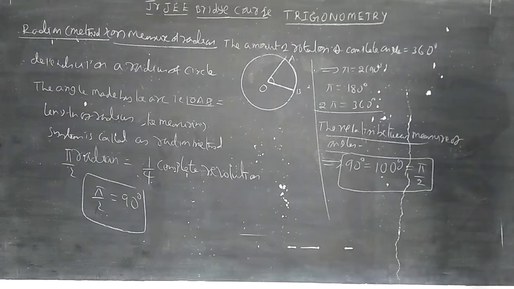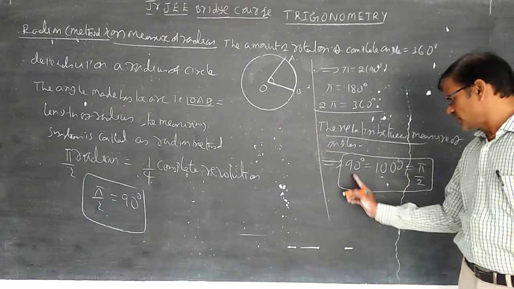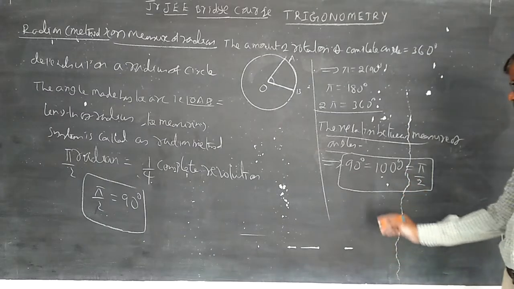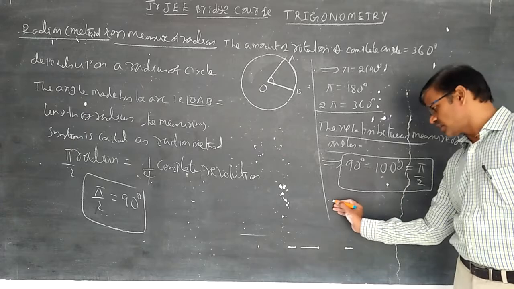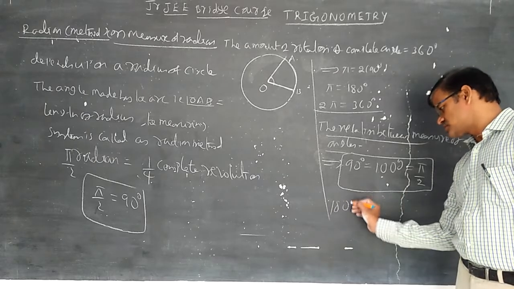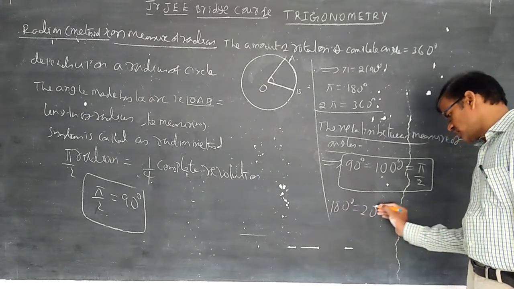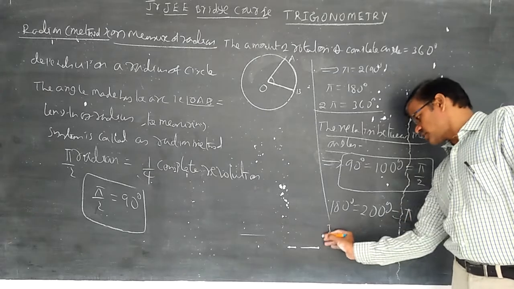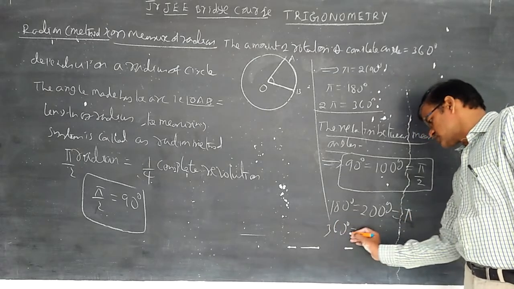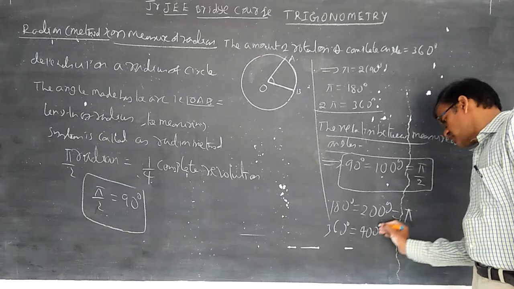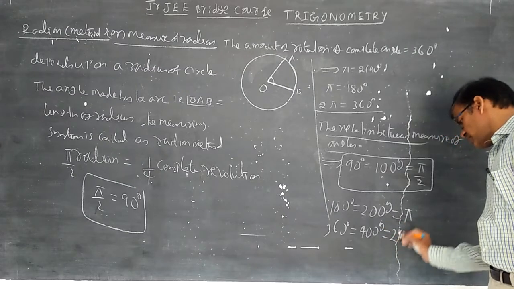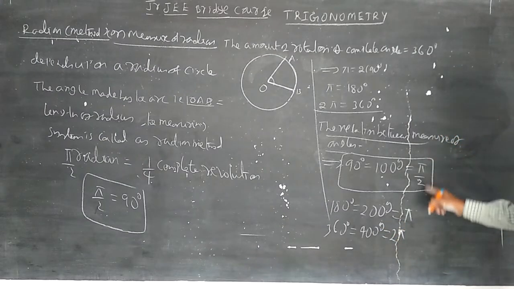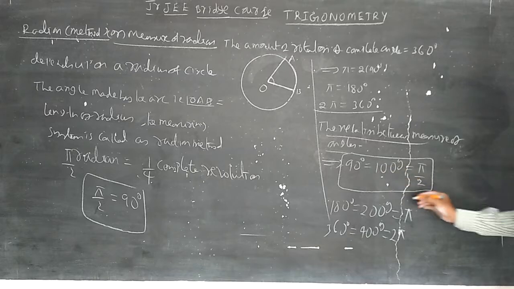Let us convert the values. 90 degrees, 100 grades is equal to pi by 2. Then you can write 180 degrees is equal to 200 grades is equal to pi. Next, you can write 360 degrees is equal to 400 grades is equal to 2 pi radians. This pi means radians; then grades, degrees.